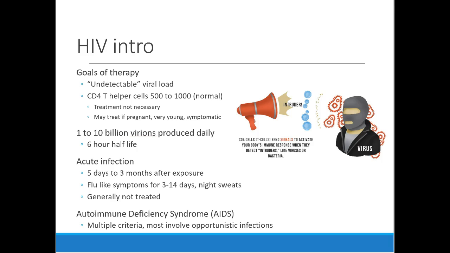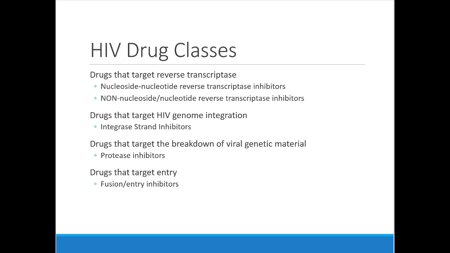Basically, when you're looking at HIV, you're looking at two things. That's the detectable viral load and the CD4 count, which should be somewhere in the normal range. And again, with our current therapy, that's what we're trying to accomplish here.